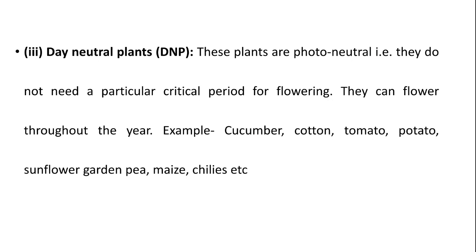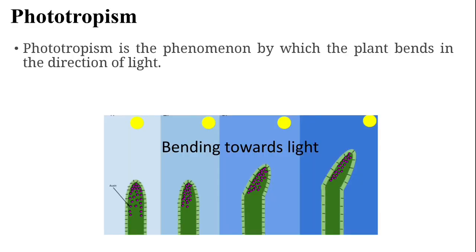They can flower throughout the year. For example, cucumber, cotton, tomato, potato, sunflower, garden pea, maize, chili, etc. So it is all about the photoperiodism.